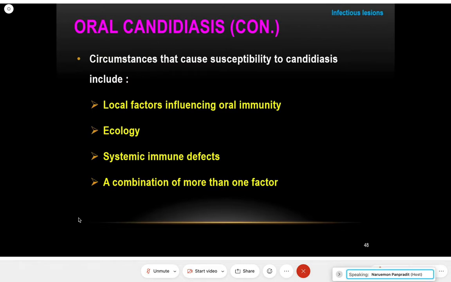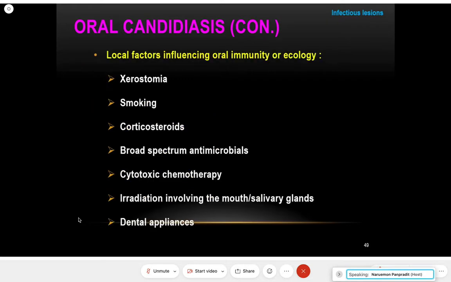Sure, for candidiasis there are factors, like local factors influencing the oral immunity and ecology, systemic immune defects, and a combination of many factors.